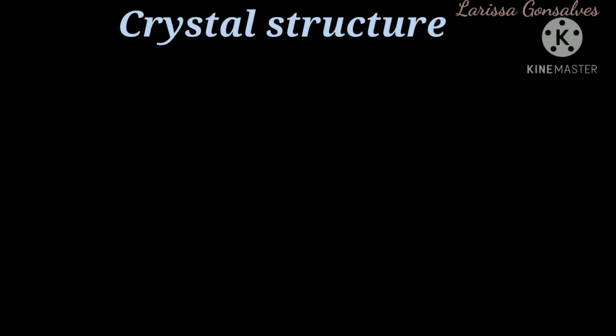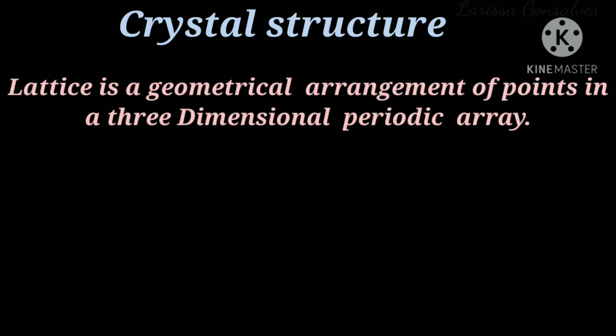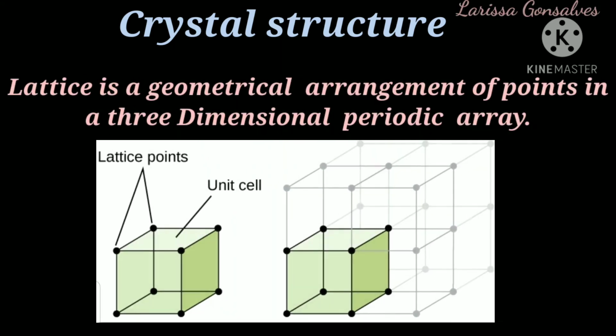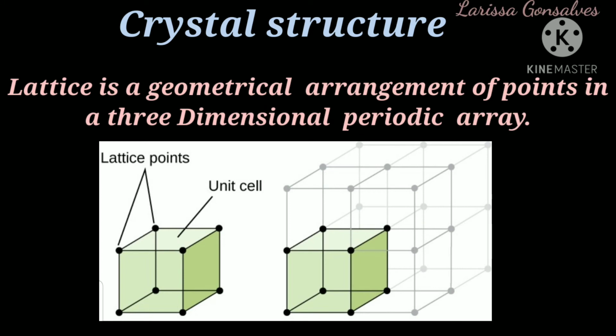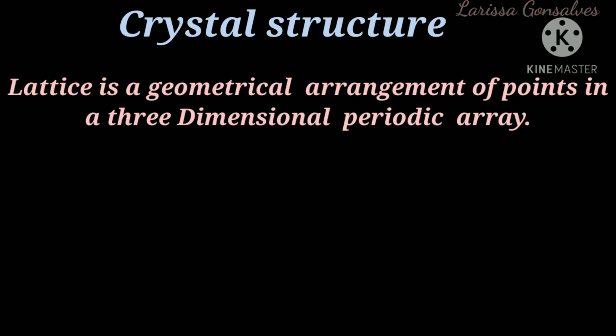First, lattice, and second is basis. Lattice is the geometrical arrangement of points in a three-dimensional periodic array. A crystal structure is formed when the constituent particles attach to the lattice points. These constituent particles, which are attached to the lattice points, form the basis of the crystal structure. Crystal lattice is also called the space lattice of the crystal.